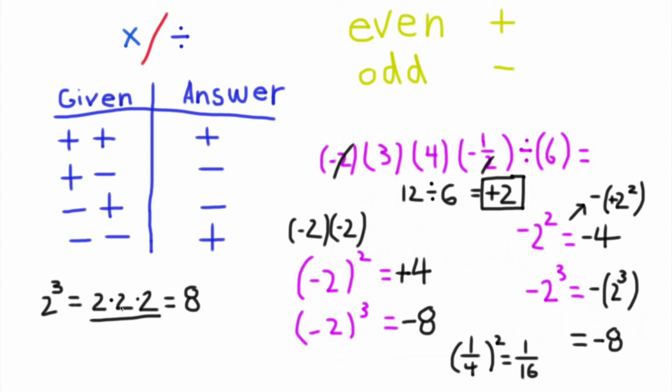So what I wrote over here is exactly what you need to do. The base is 2, and we need to write it 3 times. So 2 times 2 times 2. There's three 2's. I'm multiplying them out. So 2 times 2 is 4. 4 times 2 is 8, so the answer is 8. That is how exponents work.